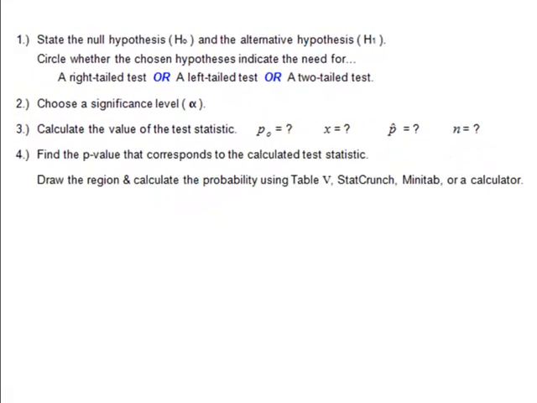Number 4, we compute the p-value that comes from the corresponding calculated test statistic in step 3. Then we draw the region and we calculate the probability by using table 5, StatCrunch, Minitab, or a calculator.